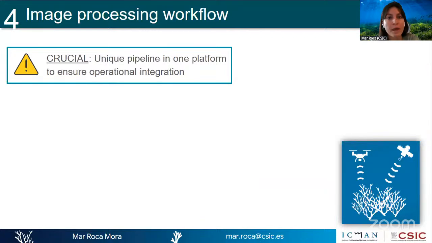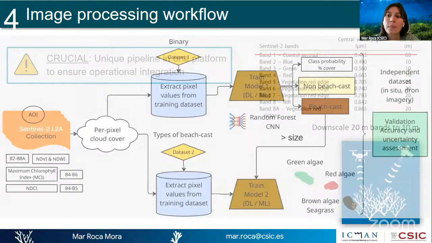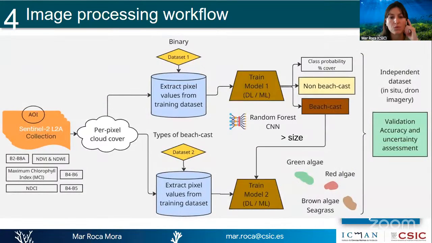For the image processing, I think it's crucial to have a unique pipeline in one platform, not jumping from one platform to another. And for the bands, the 20 meter bands we will downscale to 10, but band 1, for example, that has 60 meters, we will just not put in the model. So this is an example of how we can develop a model using these bands, let's say the NDVI, the NDWI. A lot of people also use the maximum chlorophyll index that accounts for bands 4, 5, and 6 using these red edge bands. And the normalized difference chlorophyll index also works quite nice.